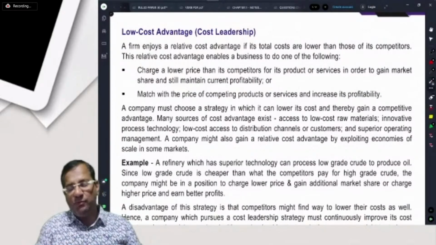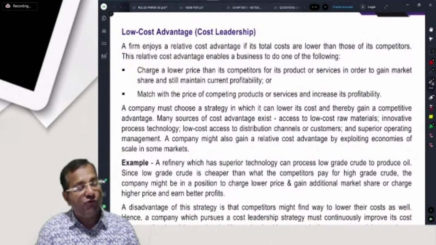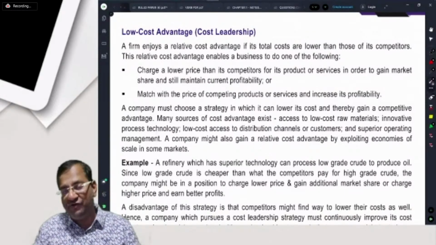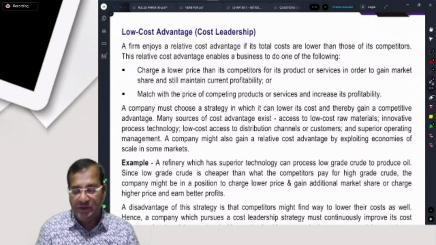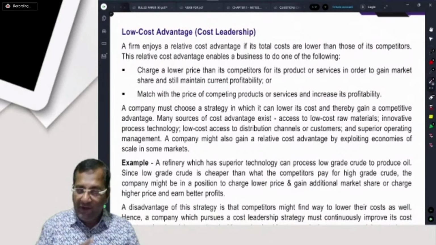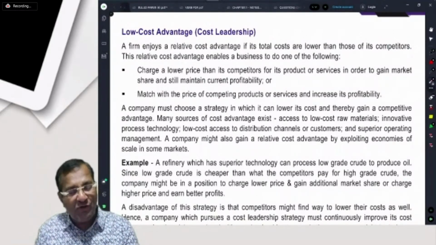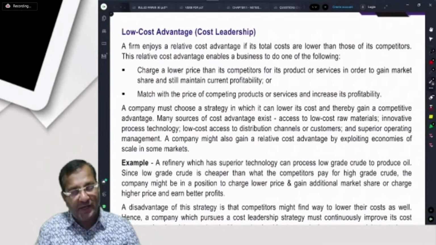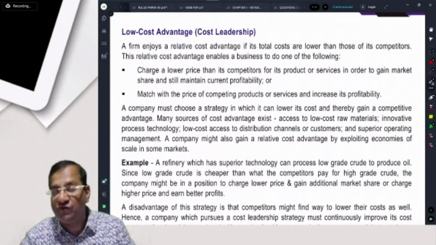As compared to my competitor, as compared to the industry player, if the average cost of producing that product is lower than that of the industry cost, then I am said to be having the low cost advantage. Suppose the same product, the same quality, the same service costs the industry 120 rupees, and the same product, the same quality, the same service costs me 115, then I am having a low cost advantage.